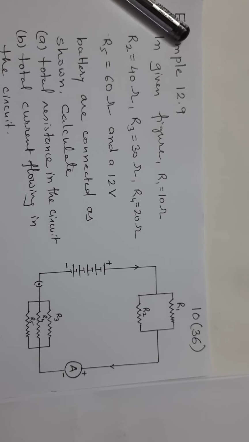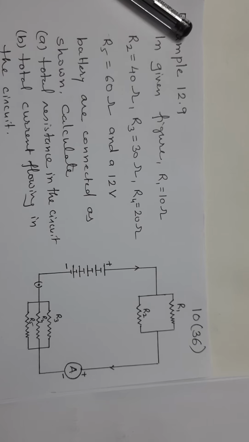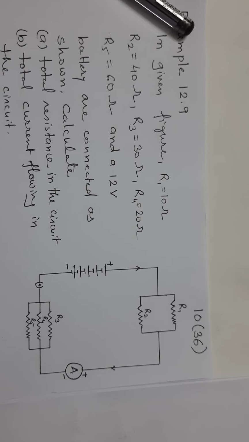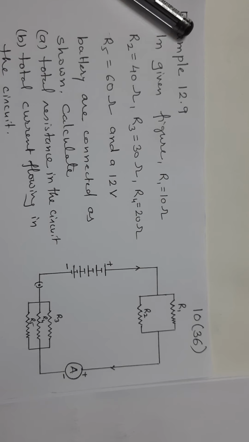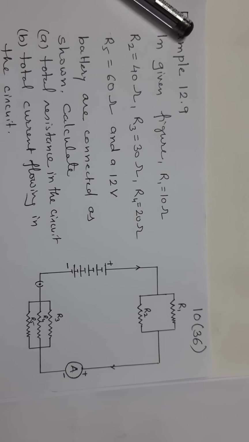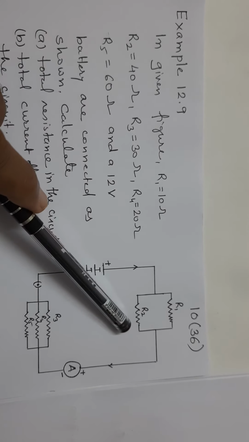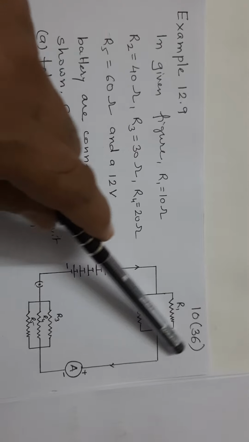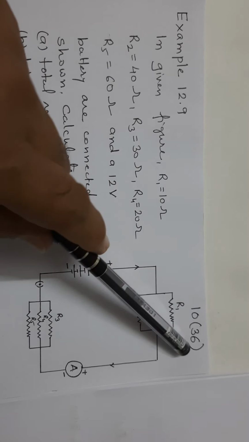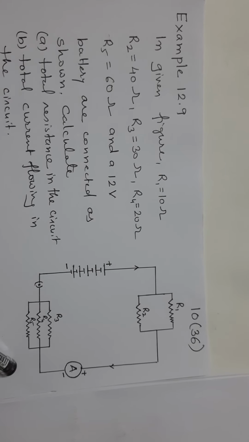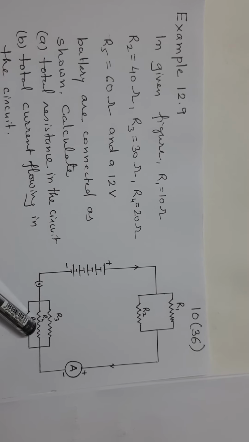In the given figure, R1 is 10 ohm, R2 is 40 ohm, R3 is 30 ohm, R4 is 20 ohm, R5 is 60 ohm, and a 12 volt battery is connected as shown in the circuit. Calculate the total resistance in the circuit. So I said that these two are connected in parallel, so we will calculate the total resistance of these two. These three are also connected in parallel. We will calculate that also, and after that we will add these two because they are in series.